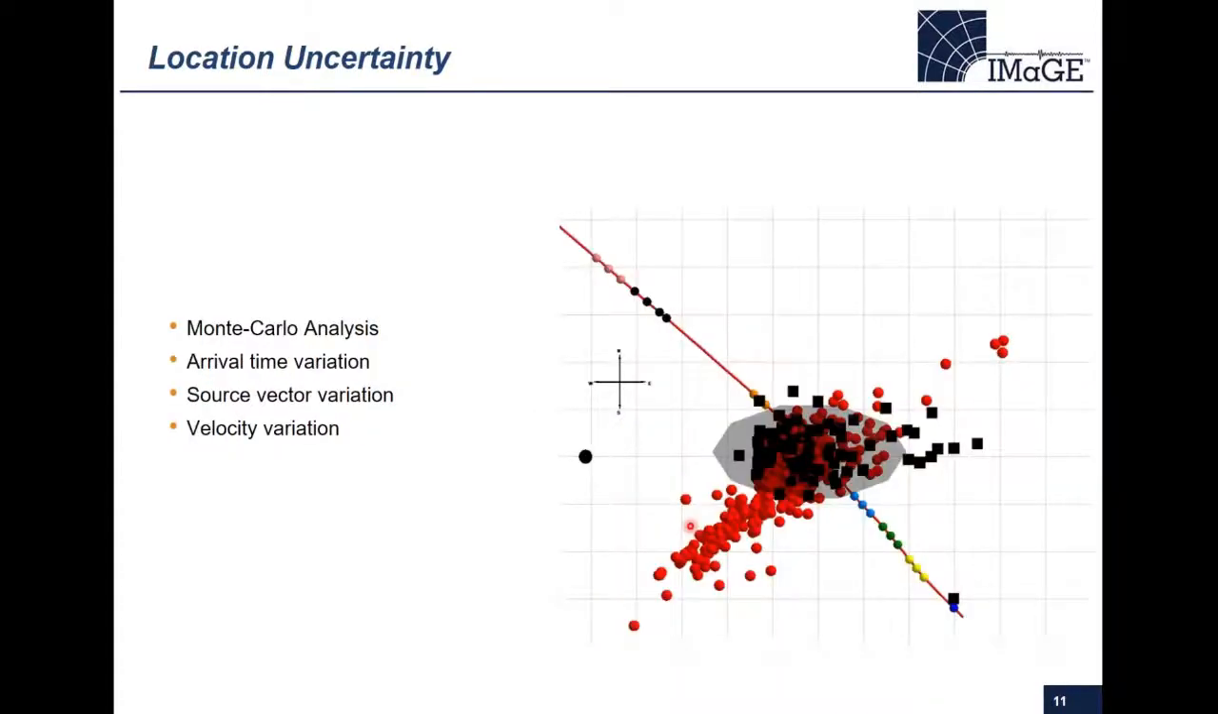So how can we look at that? Well, within Insight, we can do a Monte Carlo analysis. This involves, what we do is we take an event location in the middle here. We can then subtly change the arrival times, the source vector, and the velocity model. And we try this 100 times, subtly changing each of those randomly within a limit. And you can see how it's going to scatter our location. So we get a measure of what our scatter would be.